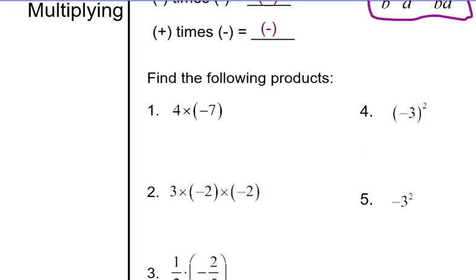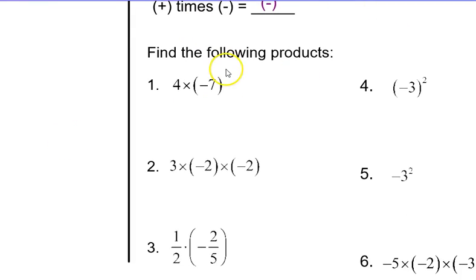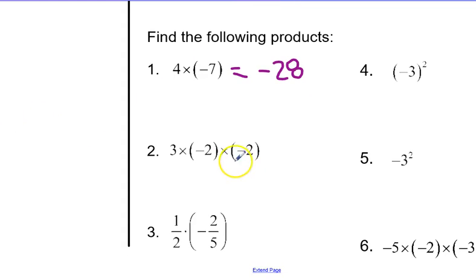Find the following products. 4 times negative 7. Positive times a negative is a negative. 4 times 7 is 28. So our answer is negative 28. Go down to number 2. 3 times negative 2 times negative 2. 3 times negative 2. Positive times a negative is a negative. 3 times 2 is 6. Times negative 2, which is negative times a negative is a positive. 6 times 2 is 12.